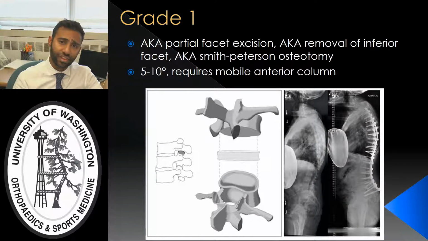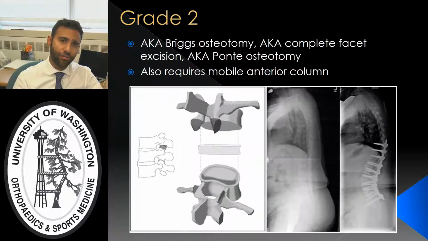If you resect just the inferior articulating facet, that's deemed a grade 1 osteotomy, and that can provide somewhere between 0 to 5 up to 10 degrees of correction if there's a mobile anterior column. A grade 2 osteotomy, also known as a Smith-Petersen osteotomy, complete facet resection, or ponte osteotomy, or resection of the superior and inferior articulating facet, allows for more correction across that level, maybe 5 to 10 degrees or more. Once again, it requires a mobile anterior column.